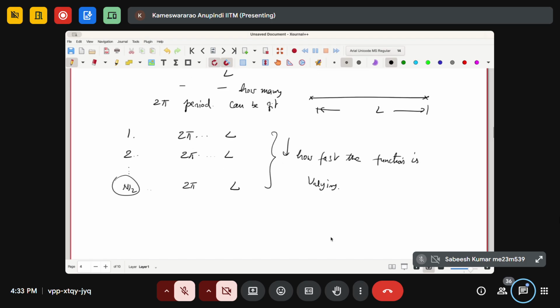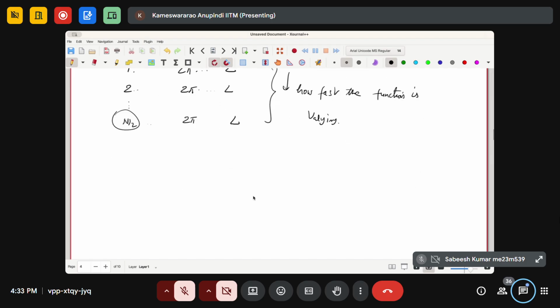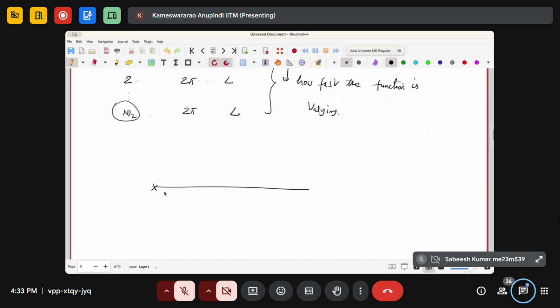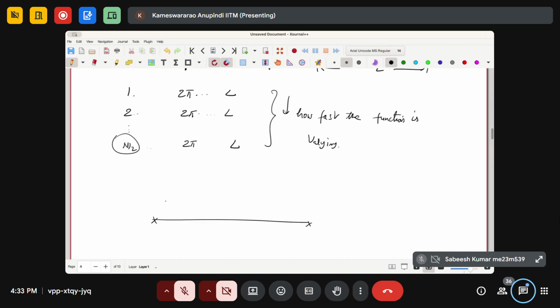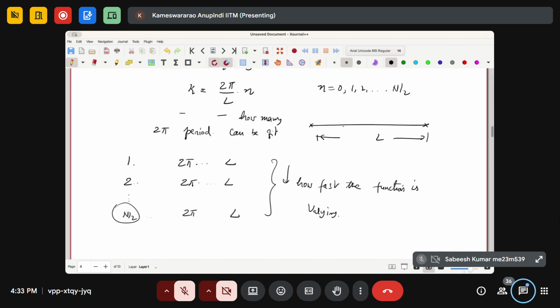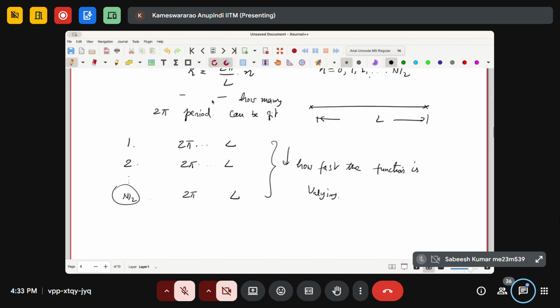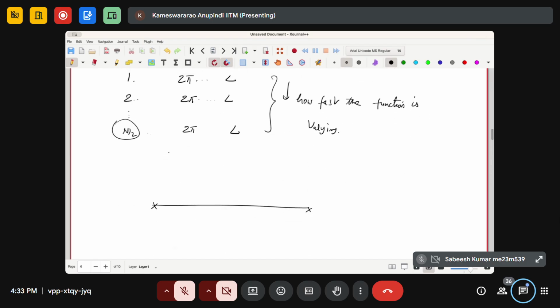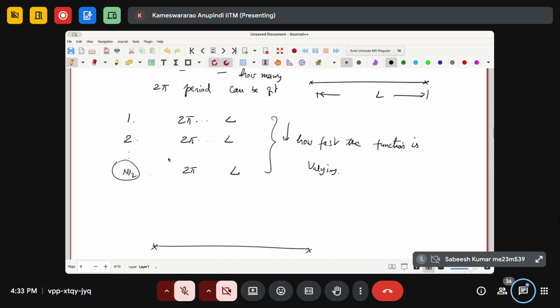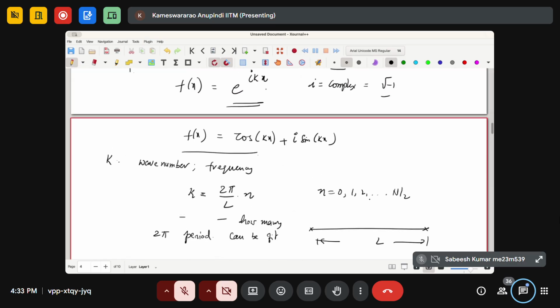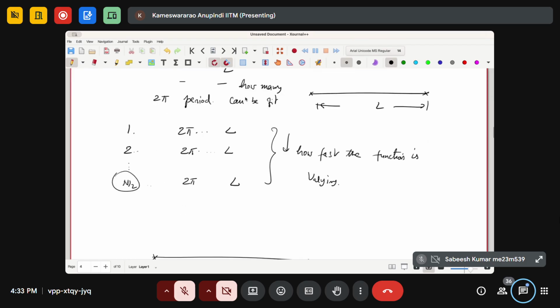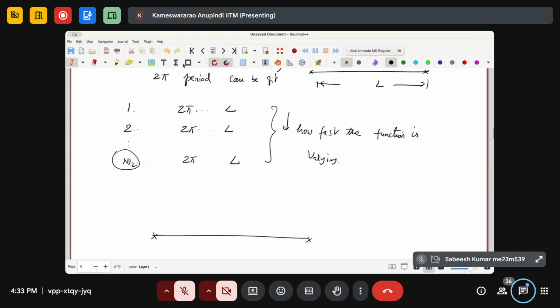To give you a better perspective, let me draw a length of L. Let us say n equals 0, which means k equals 0. That gives f of x equals e to the power ikx, and with k equals 0, e to the power 0 is 1. So essentially there is no wave as such. There is basically a constant value. This is n equals 0.